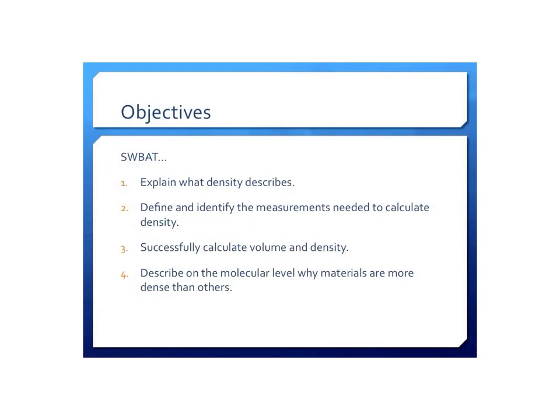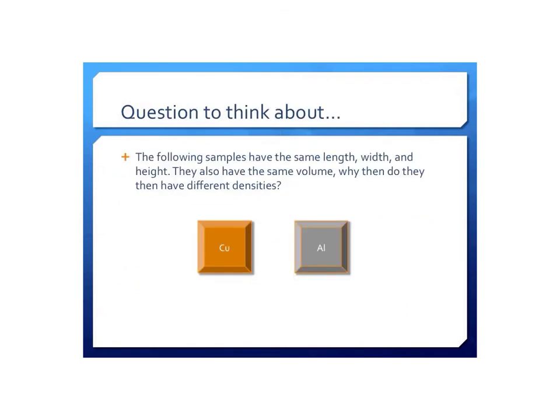So before we get into the information, I always like to give you guys the objectives, like what should you be paying attention to today. So today students will be able to explain what density describes, define and identify the measurements needed to calculate density, successfully calculate volume and density, and describe on the molecular level why materials are more dense than others. So you've probably seen these first three before. Number 4 is probably the new one here for chemistry, because remember, we're looking at the composition and structure of atoms and molecules. So I really want you to pay attention to that.